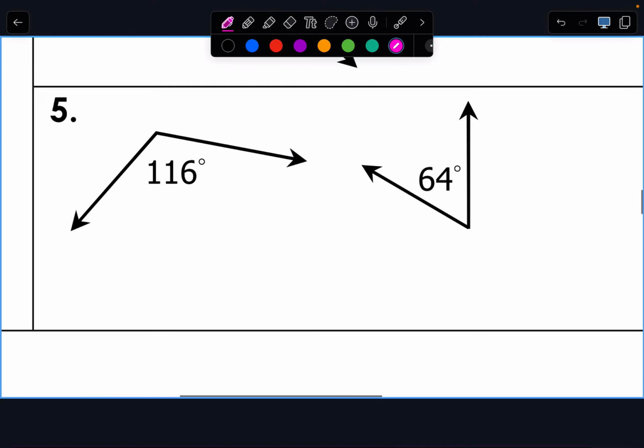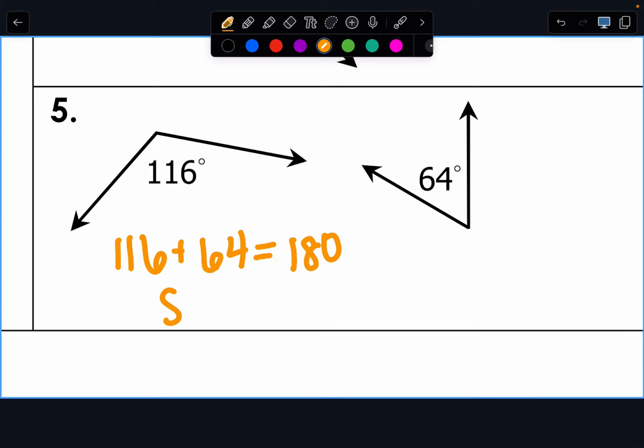Now, in number 5, are these two angles adjacent? No, they don't share a side. And they're not across from each other to make vertical. How do you know that, Story? If we take 116 and add it to 64, what does that equal? 180, which means these two angles are supplementary. Good catch. If there's numbers, add them together.